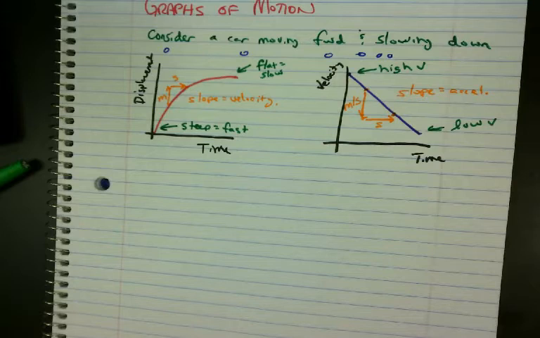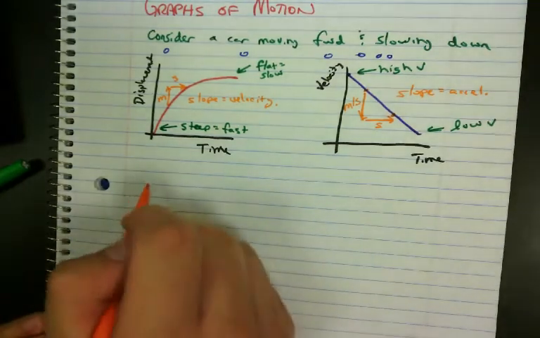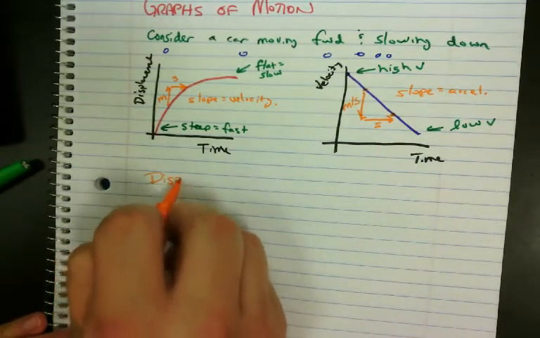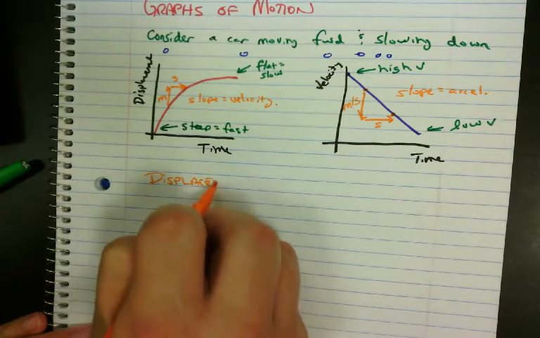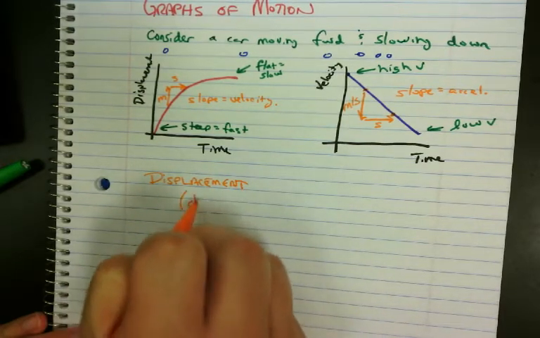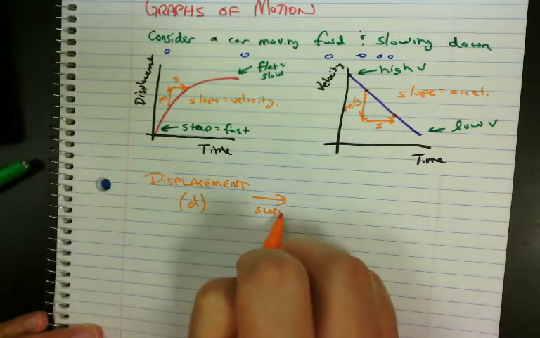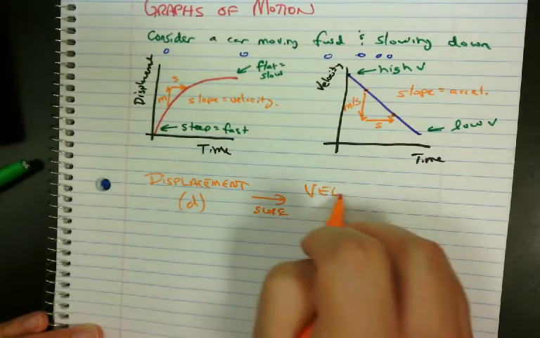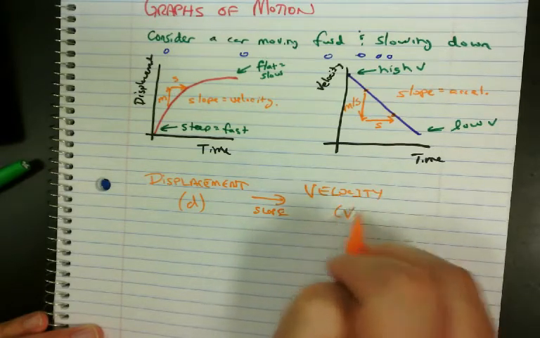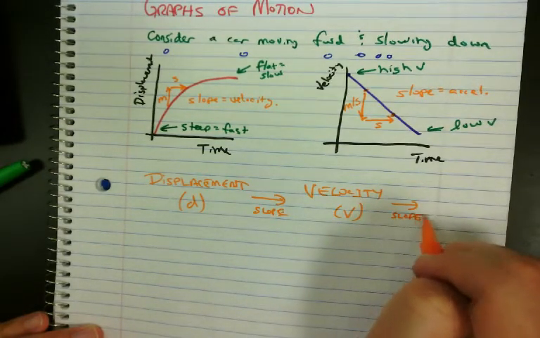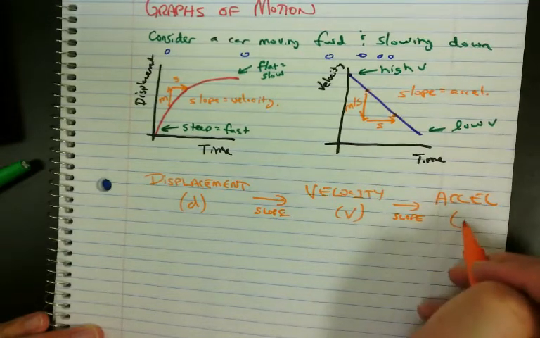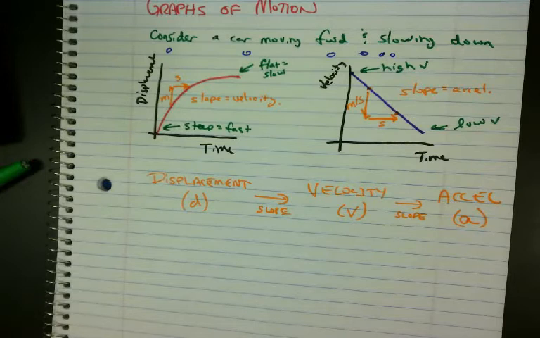So I draw out this thing that I call the graph of motion roadmap. And this is saying, if I start with a displacement graph, which I abbreviate D, then I take the slope, I get velocity. And then if I take the slope again, I get acceleration. Questions about this?